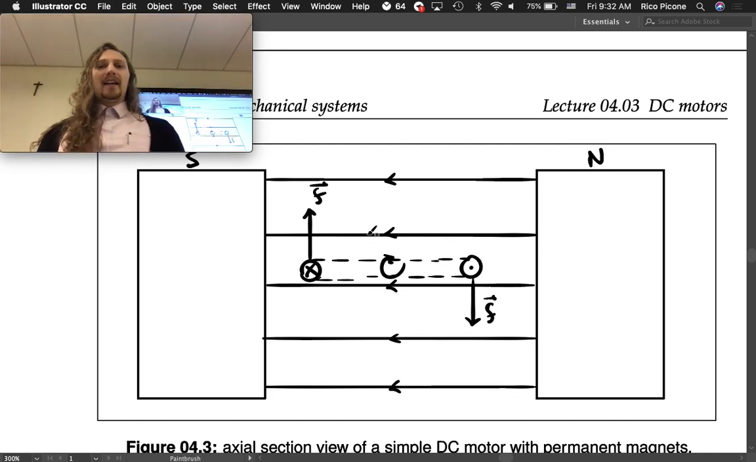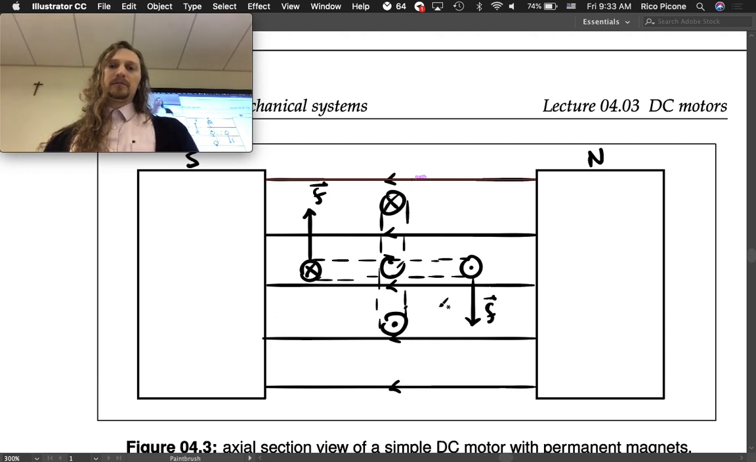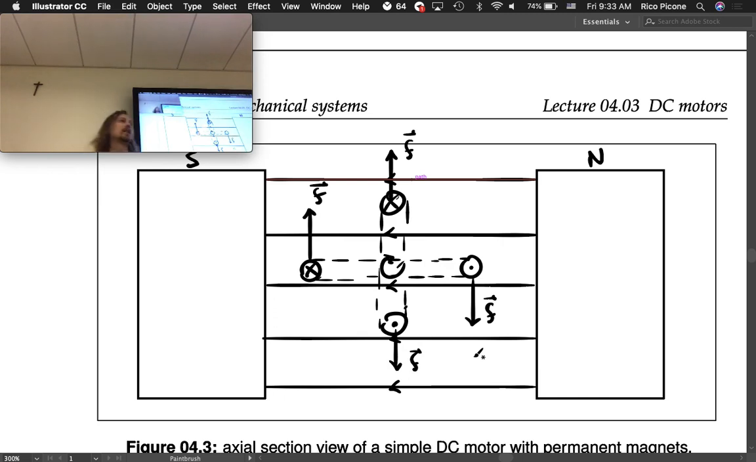But let's look at another orientation of this. So let's look at one that's, I guess, perfectly vertical. When it's in that orientation, then the force on this one's still up, and the force on this one is still down. Do you have any torque? No, because they're on the same line of action, right? So there's no torque in this configuration.